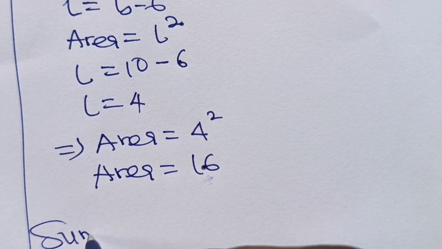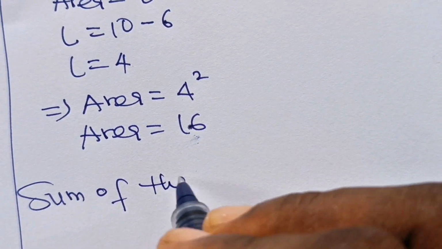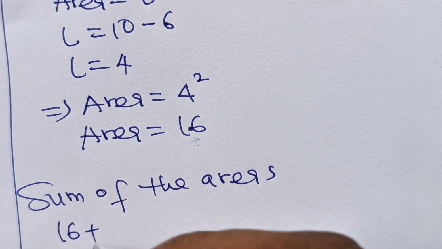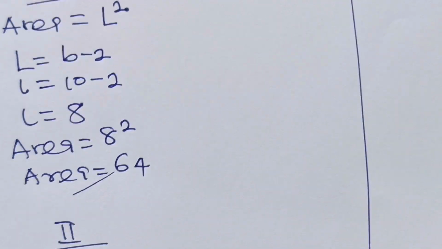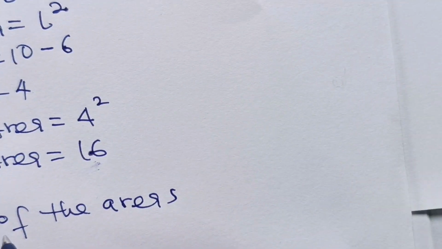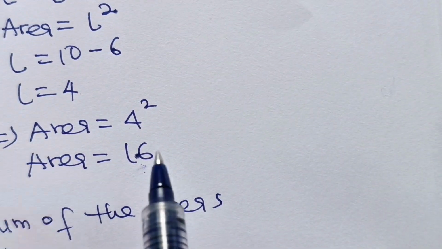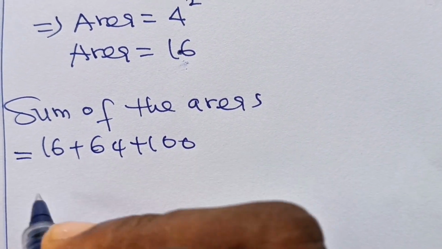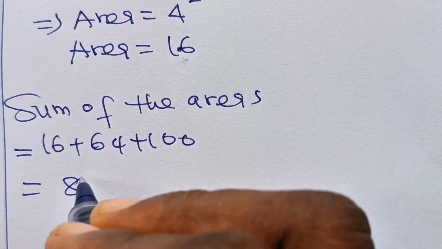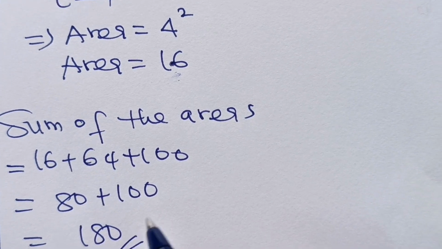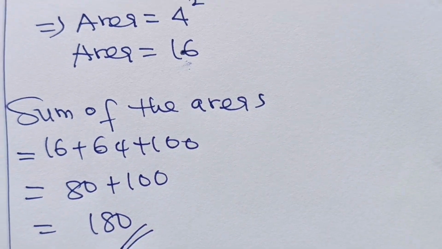Now the sum of the areas. Let's get the sum of the areas. It's going to be 16 plus 64 plus 100. 16 plus 64 will give us 80, plus 100. So this means that the sum of the areas is 180 units squared.